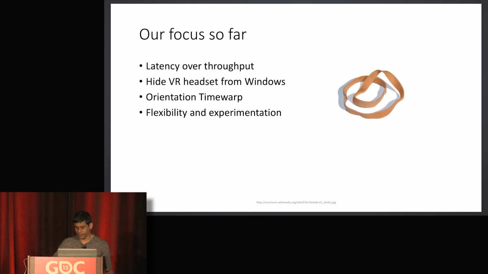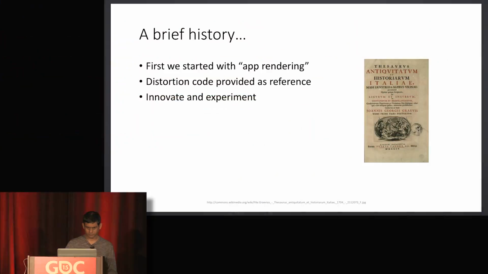We've also done a bunch of work to hide the VR headset from the operating system, which has been quite challenging. As we started down the path of VR, we have erred on the side of flexibility and experimentation. This was valuable as we were learning about what seems to work for VR and what doesn't quite work. So our earliest SDKs started with what we call app rendering. The main thing needed to render to our headset was to draw in stereo correctly and then apply a distortion pass to the rendered results.